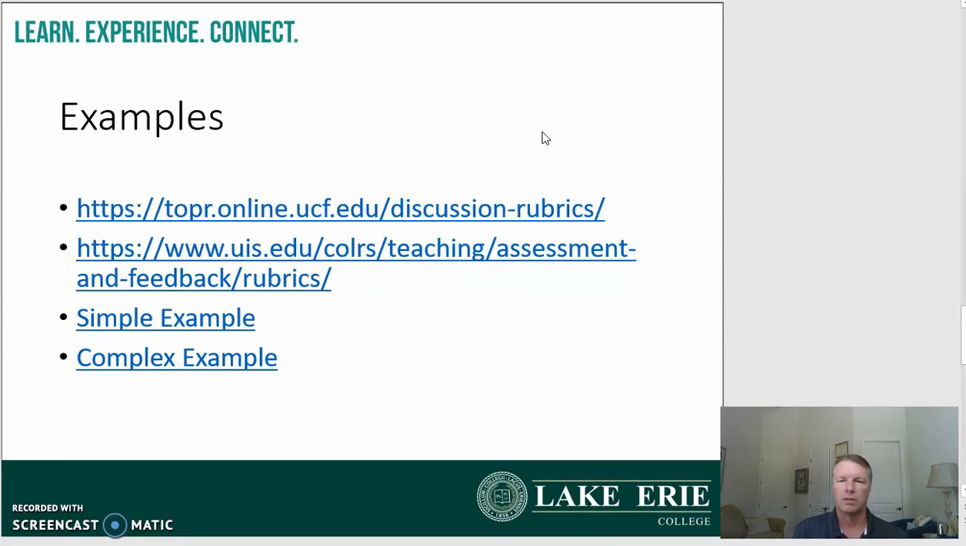So we're going to take just a real quick look here at a couple of links that I found with good rubric information, some historical context, some research based on those. One is by the University of Central Florida, and the other one here, University of Indiana. I've got a simple example of what that looks like. I'm going to go ahead and open it here. Hopefully it'll open.